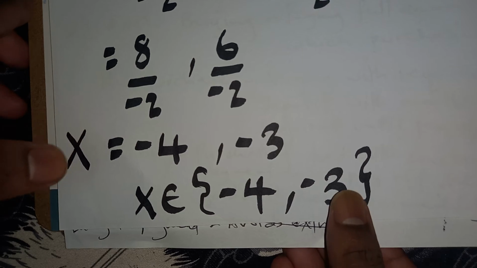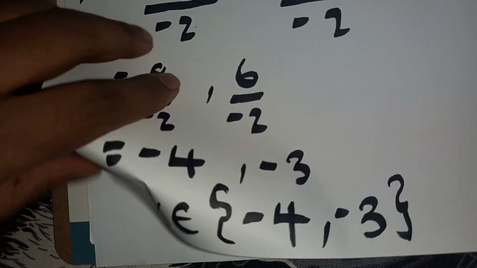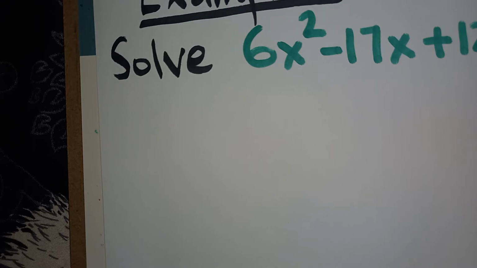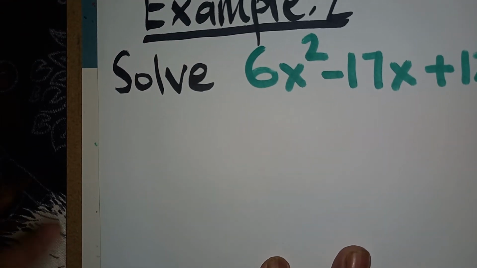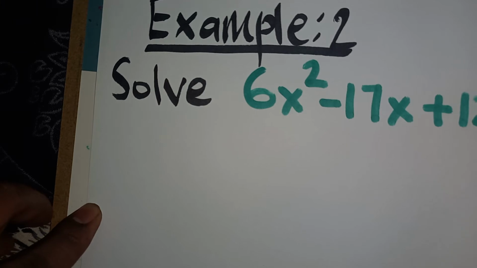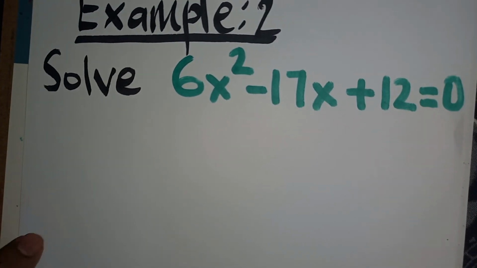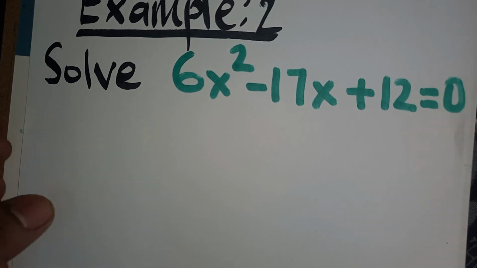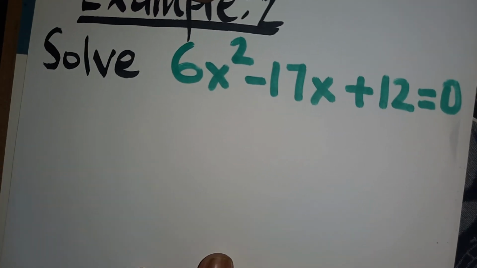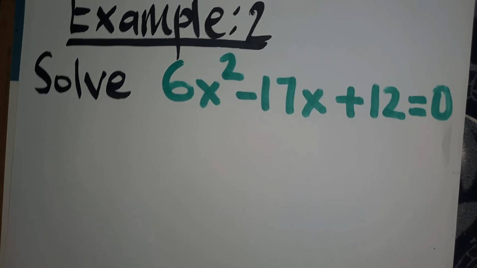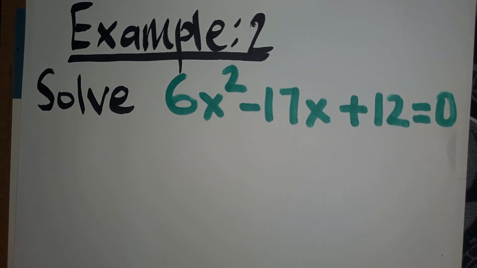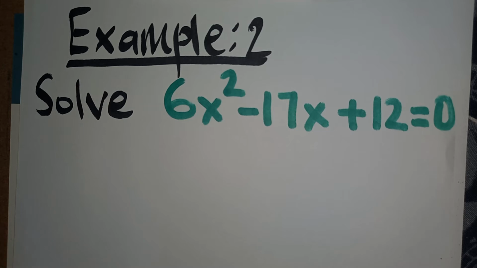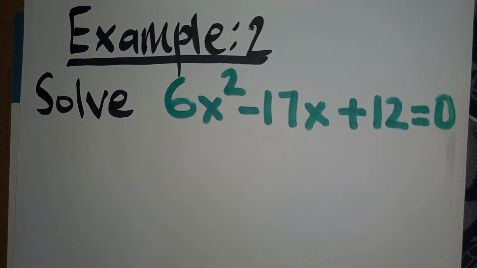Okay, let's do another question and see what we can do here. This time we have 6x squared minus 17x plus 12 is equal to 0, and we have to solve that, right? So we're going to use the quadratic formula and try and find the value of x, just what we did for example number 1. Okay, so let's write down the information provided.